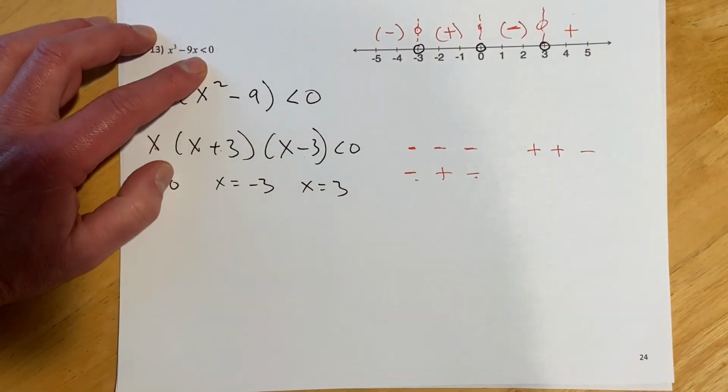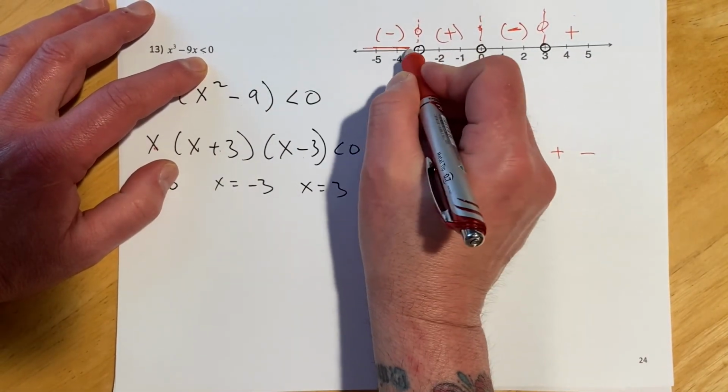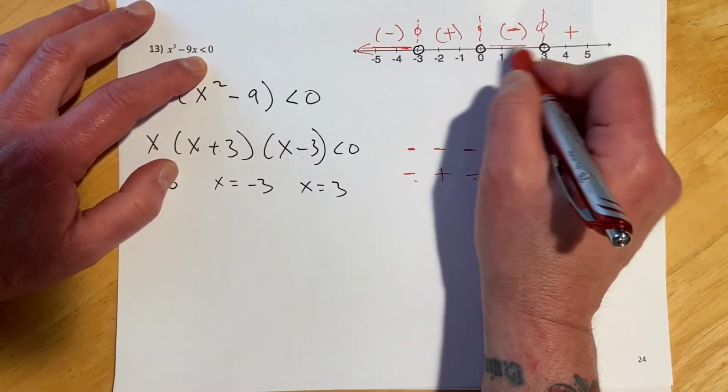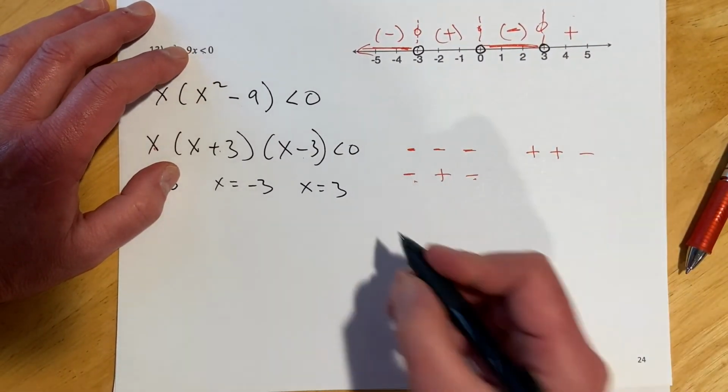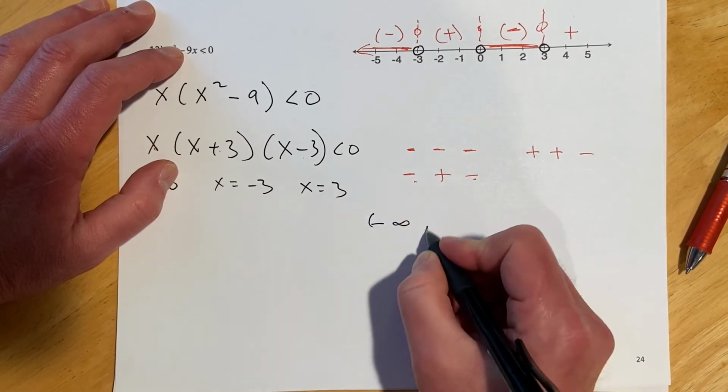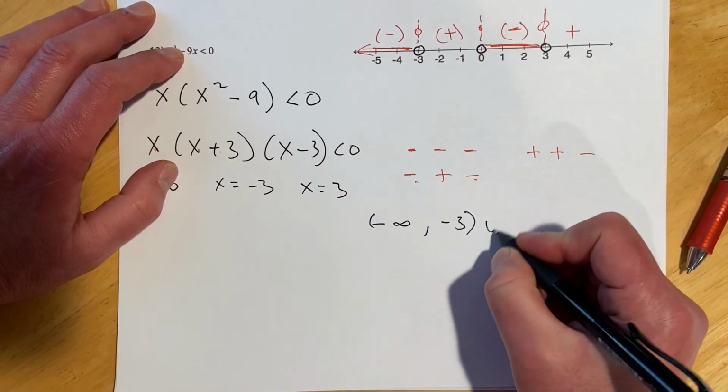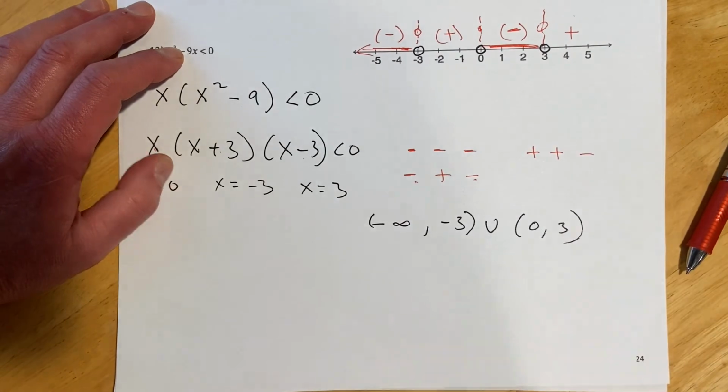And this time we wanted the less than, so we want the negative region, so that's going to be through here, and then in between those two. So in interval notation, we have negative infinity up through -3, and then union 0 to 3.